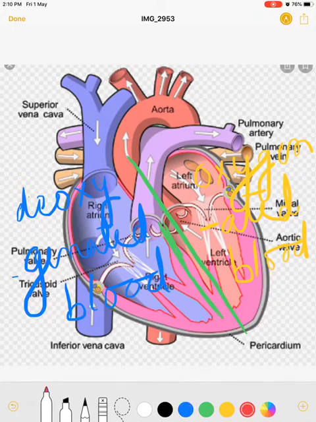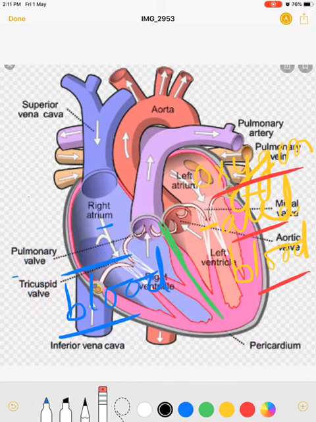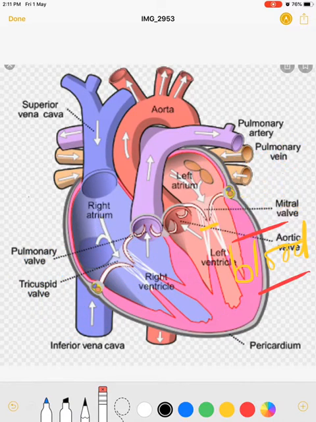Oxygenated blood means the percentage of oxygen is more in the blood. Now deoxygenated means the percentage of oxygen is low in the blood. Now that means carbon dioxide is more. Okay, so blood carrying carbon dioxide mainly, here the blood carrying oxygen mainly. Okay, now we will talk about the upper portion of the heart and lower portion of the heart. This is the first division.